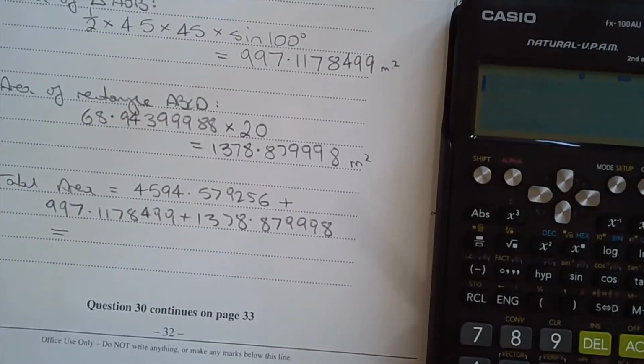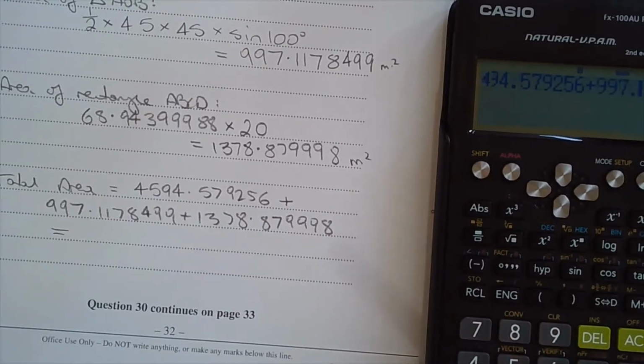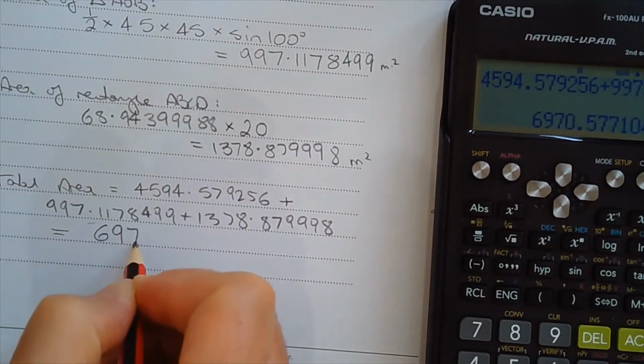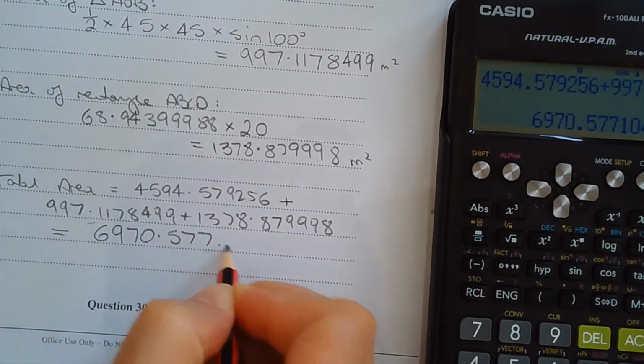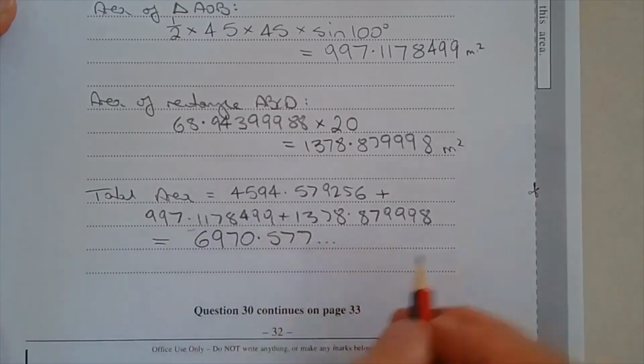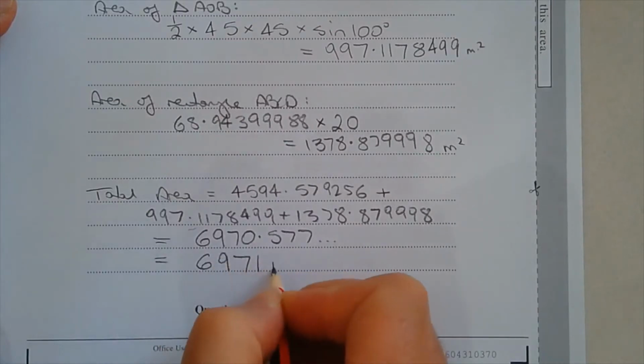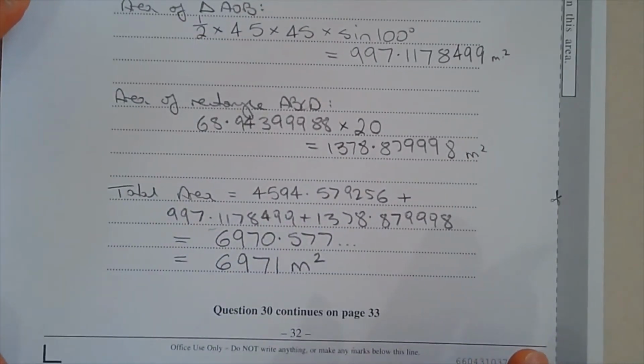Okay, so 4594.579256 plus 997.117849 plus 1378.879998, and we get 6970.577... We need to just round it to the nearest square meter anyway, so I don't have to write the entire decimal. So that's equal to 6971 square meters, correct to the nearest square meter.